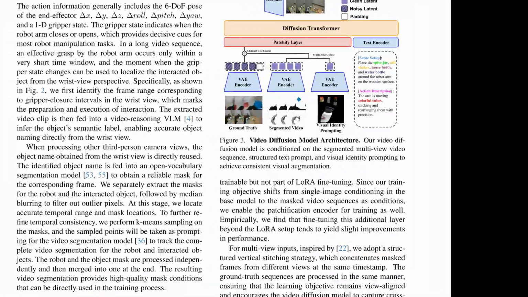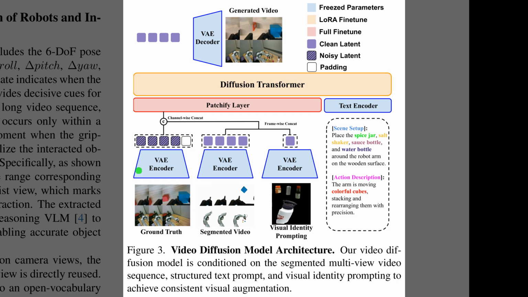With the data prepared, Figure 3 lays out the actual video diffusion architecture. At the bottom, notice the three conditioning inputs: the noisy video latents on the left, the segmented video masks, which enforce structural consistency, and the visual identity prompts that define the object's look. To the far right, a structured text prompt provides scene context. Moving up, the colors highlight the training strategy. The Patchify layer, in pink, is fully fine-tuned to handle these new inputs, while the massive diffusion transformer in orange uses low-rank adaptation. This allows the model to learn new controls without losing its original generation capabilities.